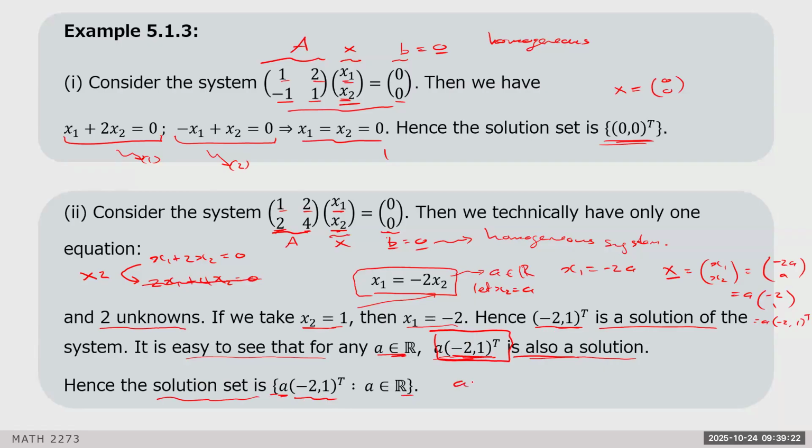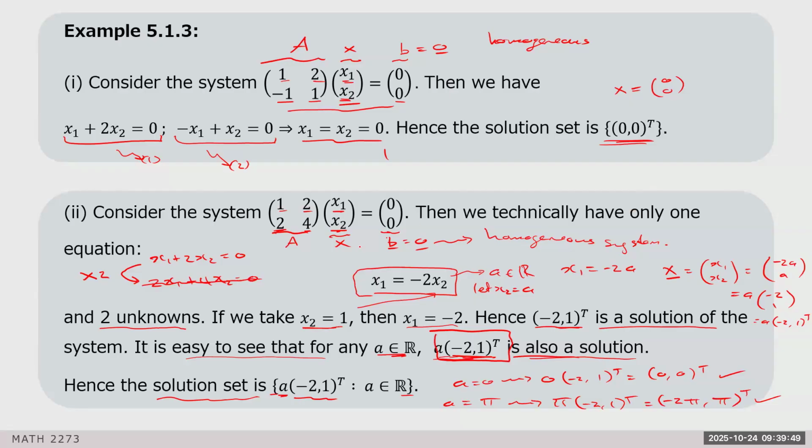Okay, so if a equals 0, then 0 times (minus 2, 1) transpose, which is (0, 0) transpose, is a solution. If a is equal to pi, then pi times (minus 2, 1) transpose, which is (minus 2 pi, pi) transpose, is a solution, and so on. Any value of a you take is a solution.